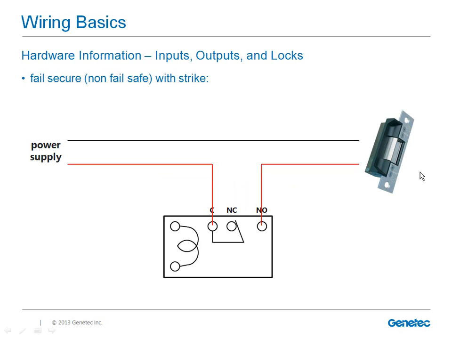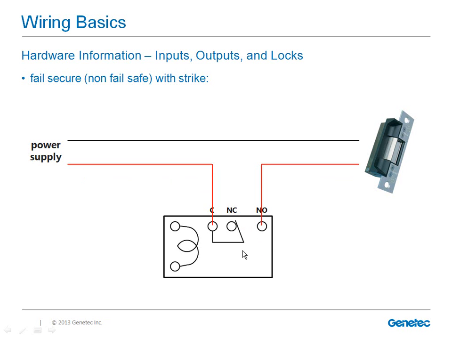Now, let's take a look at the same configuration using an electric strike, and this has been configured for fail-secure operation. Once again, the black wire goes from the power supply to the lock, and in this case here, we've got the common pole connected to the power supply, and the difference is the other wire coming from the lock is going to the normally open pole.